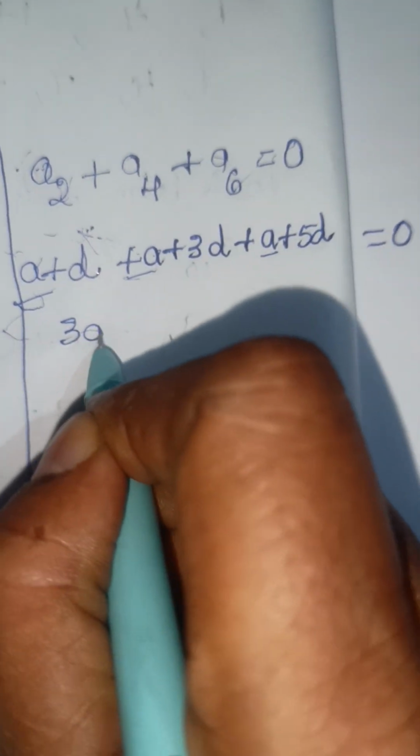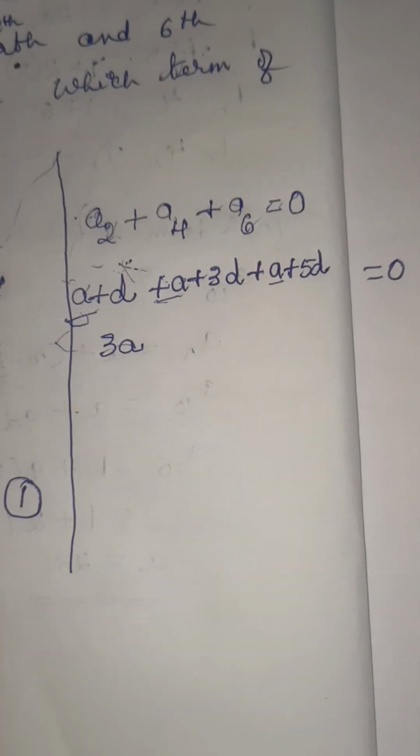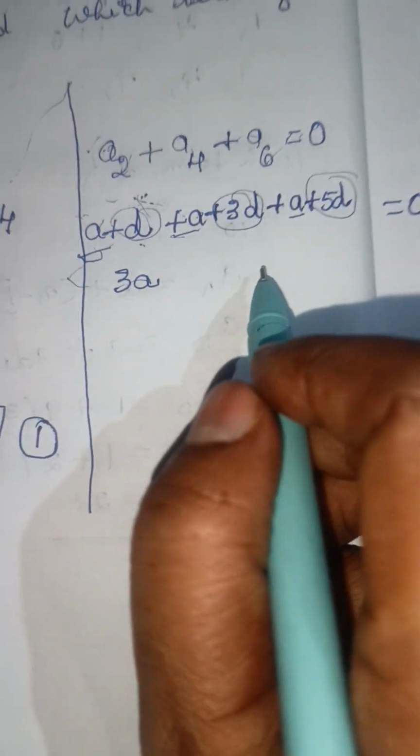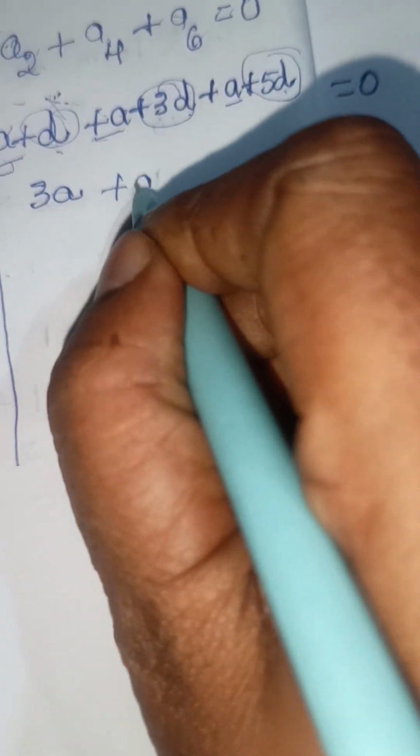So there are 3 A's. So how many D's are there? Just add up the D's. So you have one D here, 3D, 4D and this is 5D. So D plus 3D plus 5D, so it is 9D is equal to 0.